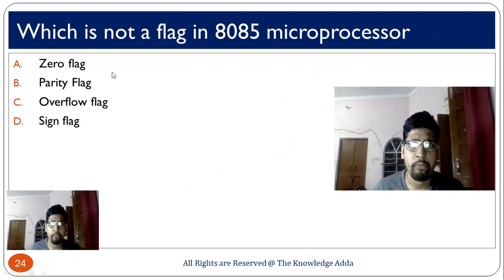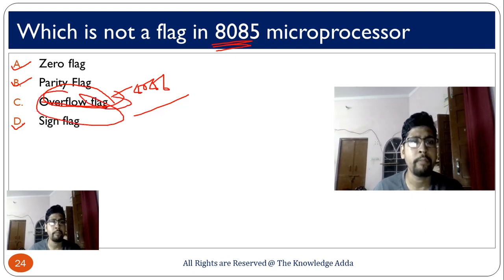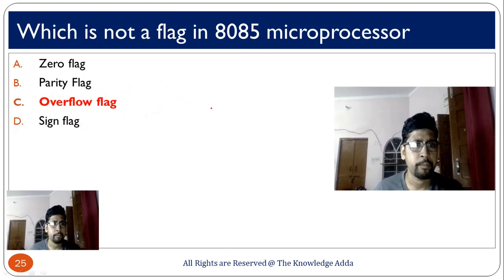Which is not a flag in the 8085 microprocessor? So here I have discussed in the previous slide, zero flag is possible, parity flag is possible, sign flag is possible. This is not a flag in the 8085 microprocessor. Basically this is a flag in 8086, but in this case we are talking about 8085. So this is the correct option because this is not a flag in the 8085 microprocessor.